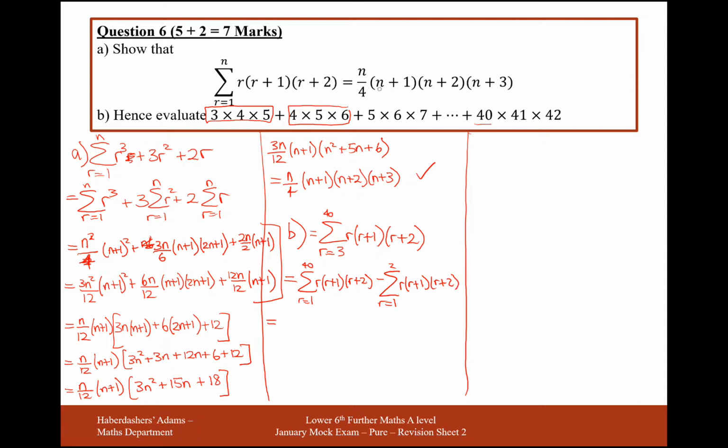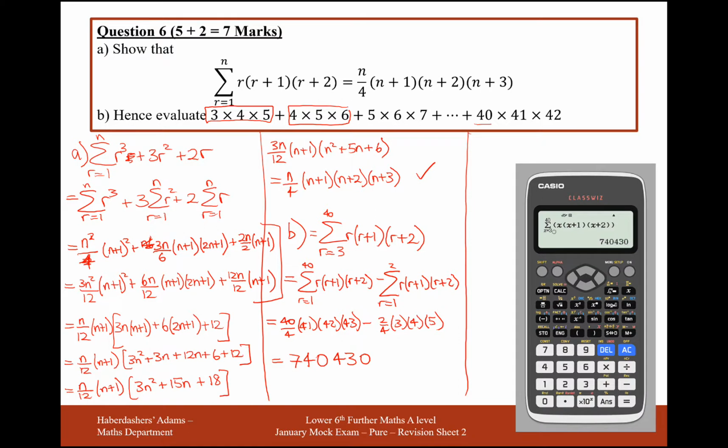So using the formula to calculate most of this, so now that I've got my summations down to 1, we can use our formula. So 40 over 4 times 41 times 42 times 43. Take away 2 over 4 times 3 times 4 times 5. And if you bash that into the calculator, you get the answer of 740,430. Let's just check that on the calculator.